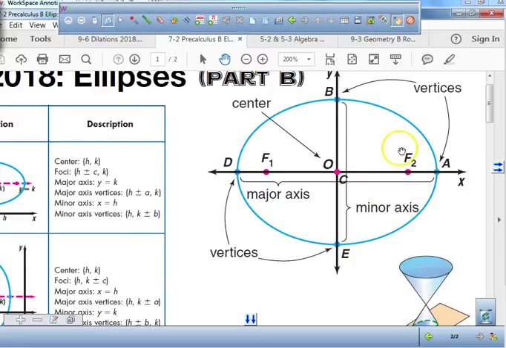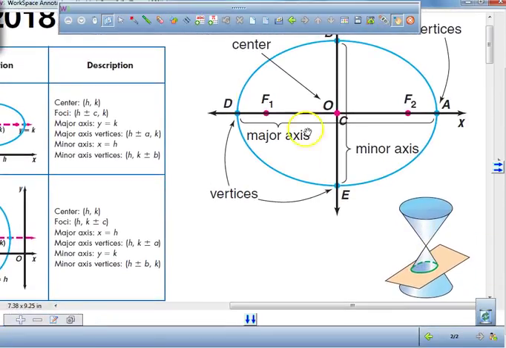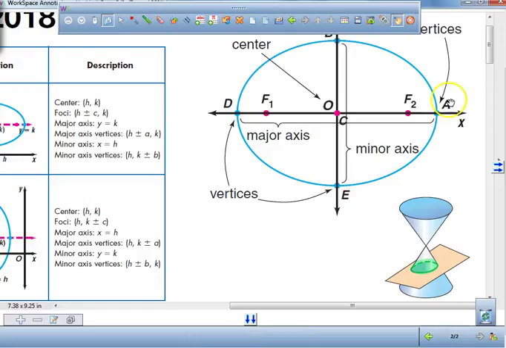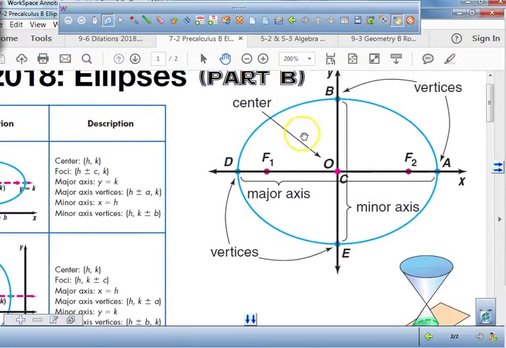Our next conic section is the ellipse. When you take a cross section of a cone and it slices at an angle, you'll notice that it becomes an oval-looking shape we call an ellipse. An ellipse has different properties, and we're going to talk about those properties right now. You should have this picture drawn in your journal.